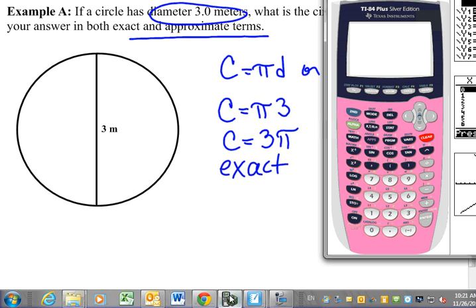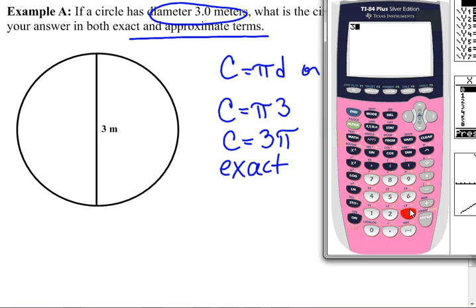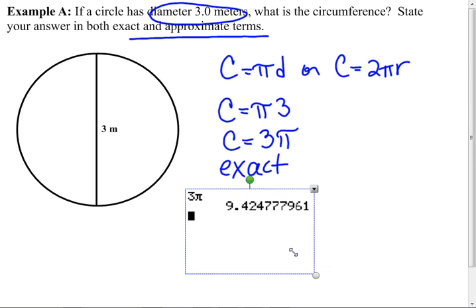Okay? And I want 3 pi. Now, I don't have to put a times sign in there. It's just 3 pi. Pi is right here on this calculator. And just press enter. Now, if you're getting the answer 3 pi, you're probably going to have to use an approximation for pi because your calculator's doing that. The pi button's over here.